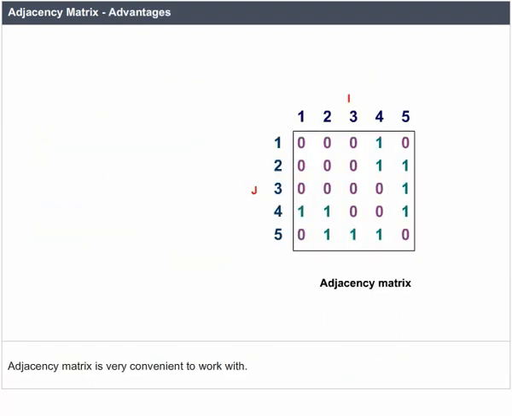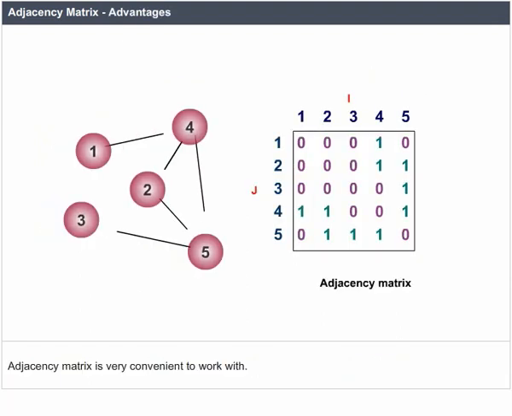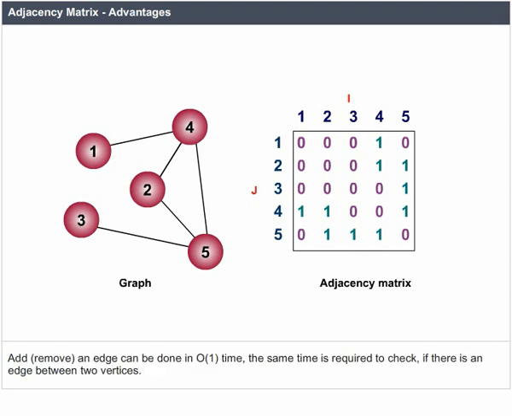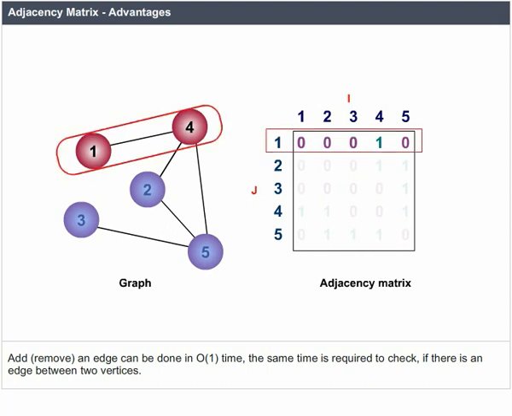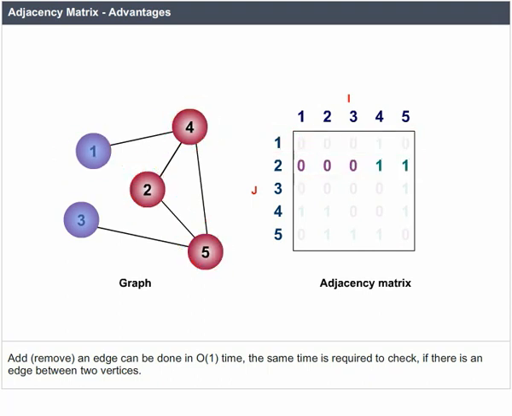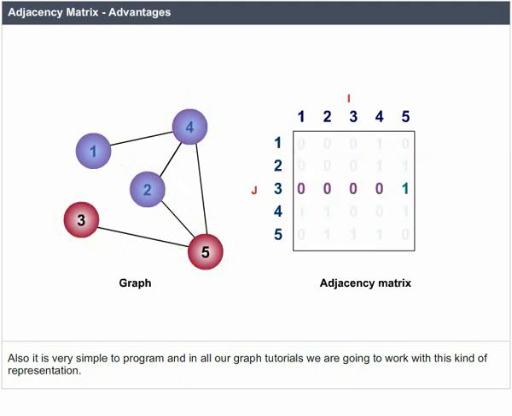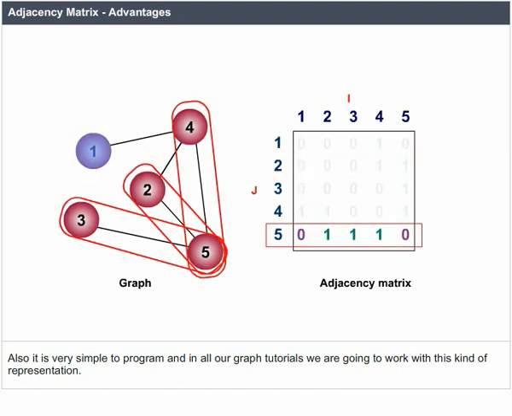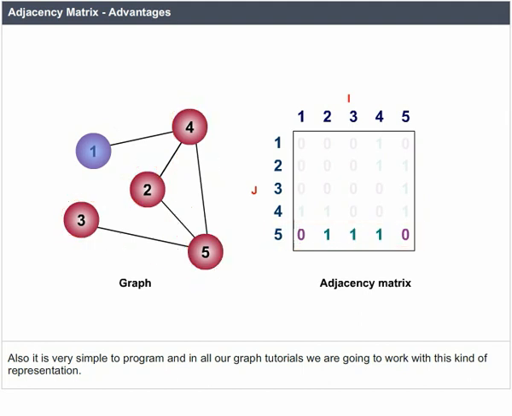Advantages. Adjacency matrix is very convenient to work with. Adding or removing an edge can be done in O(1) time. The same time is required to check if there is an edge between two vertices. Also, it is very simple to program, and in all our graph tutorials we are going to work with this kind of representation.